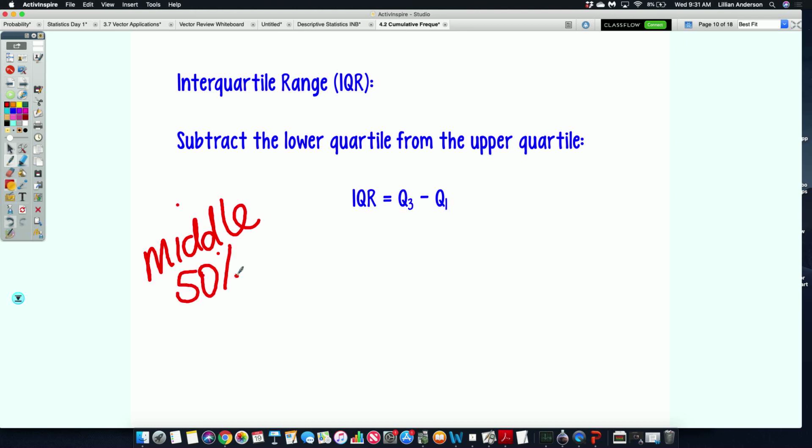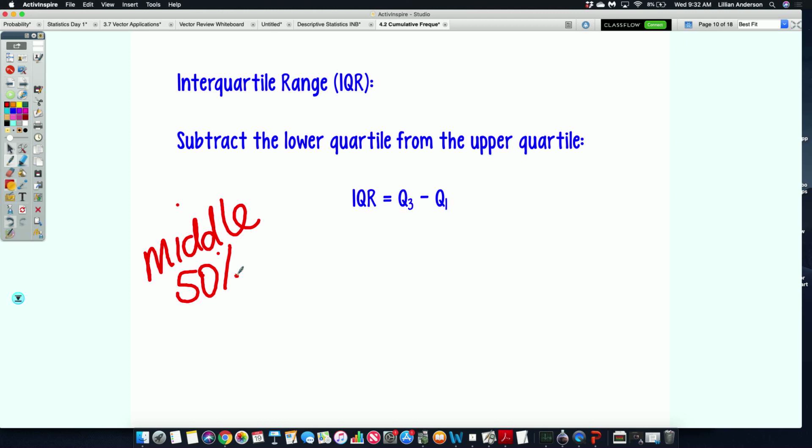So remember, Q1 and Q3 break it up into quarters. So Q1 is 25%, the median is 50%, upper quartile 75%. So the IQR is the middle 50% of your data. The median represents smack dab in the middle. But the interquartile range will basically tell you that 50% of your data is going to cover this many number of cars. So let's find our IQR.